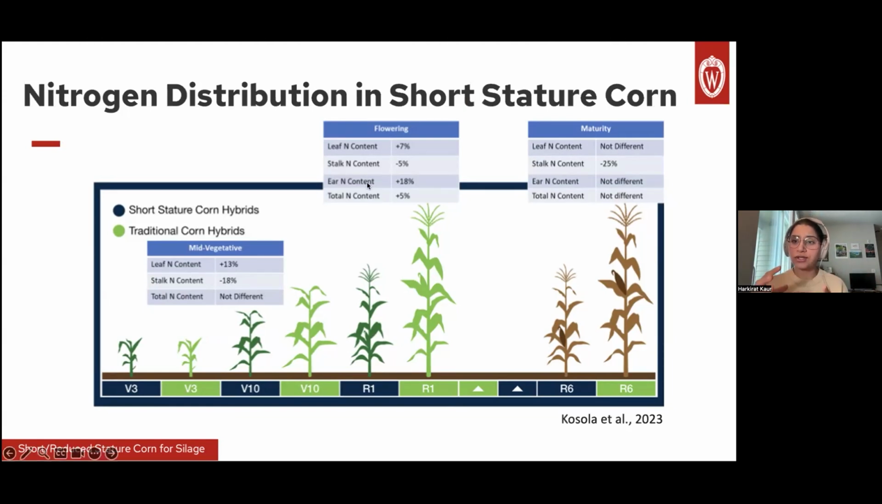Now, all these questions, all these research studies, and all these attempts to answer certain questions lead to further questions, where we actually want to see how these distributions would eventually frame the nitrogen recommendations for corn silage and for corn grain going forward.